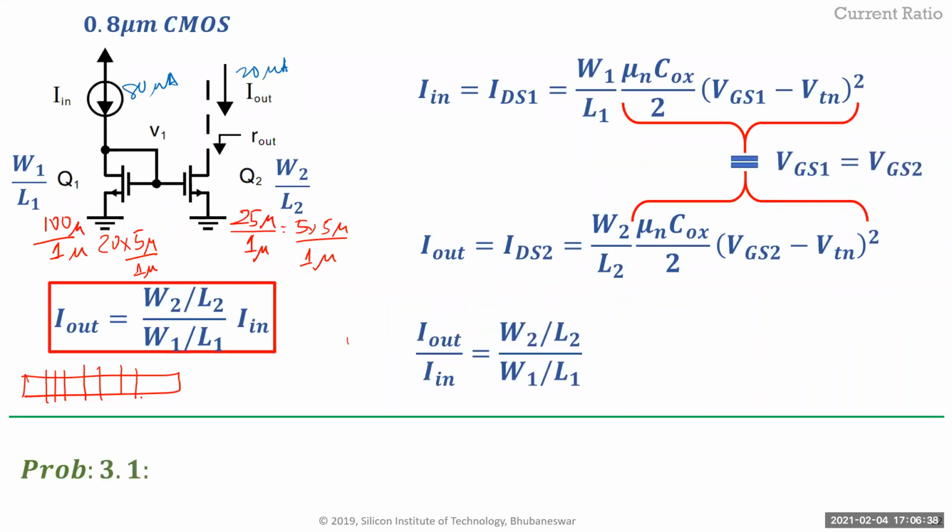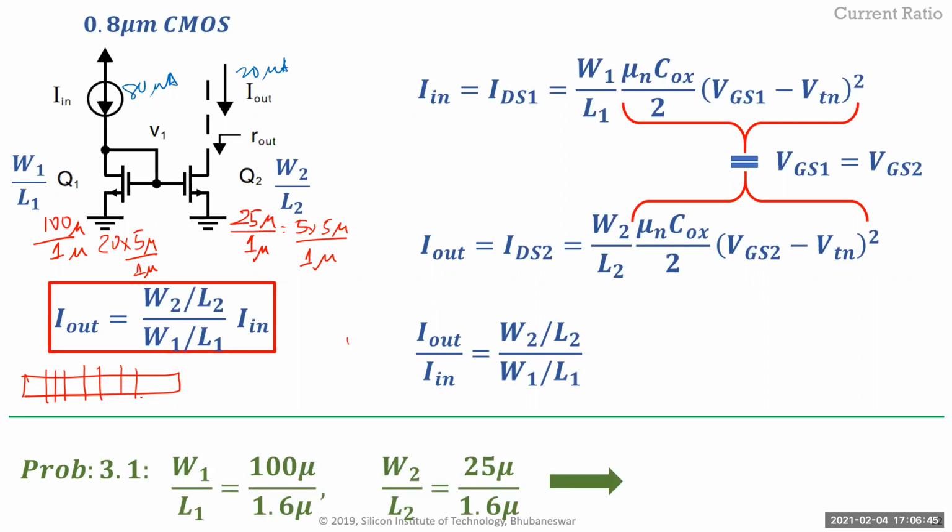Problem 3.1. This is the same Johnson Martin, second edition. So you do this. Just note down the problem 3.1. Just do it. Okay, avoiding mistakes.